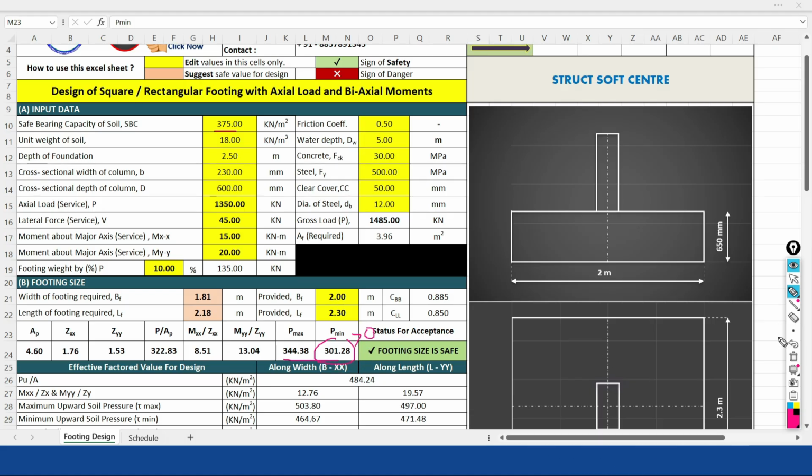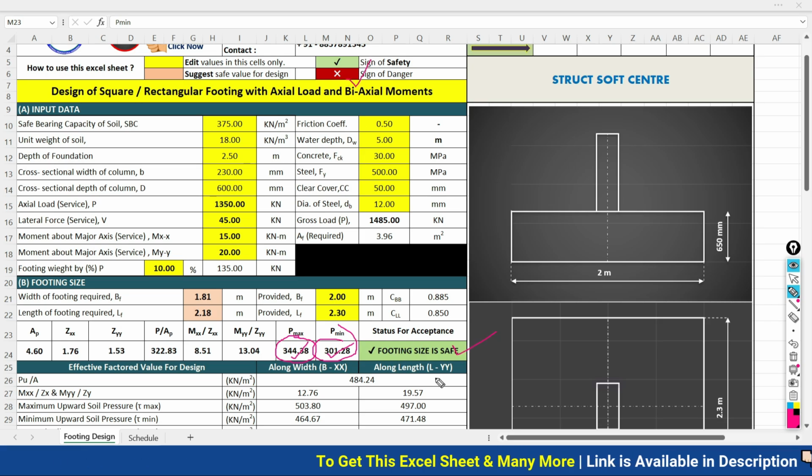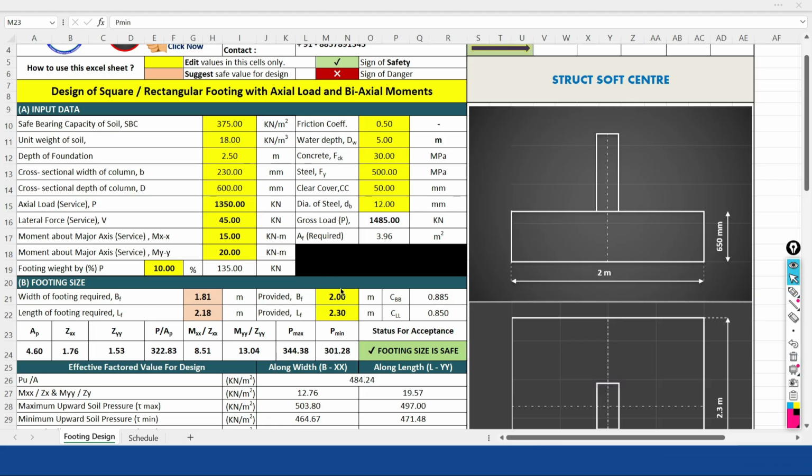It is also safe. If the values are safe, then the sheet shows the normal white cell. But if it is failing, then what will happen? The sheet is going to show it as red, meaning a sign of danger. You have to increase the size, and there will be no acceptance of the size. But now we have adopted the accurate, adequate size, so that's why there is an acceptance. So I hope you are understanding all these things.